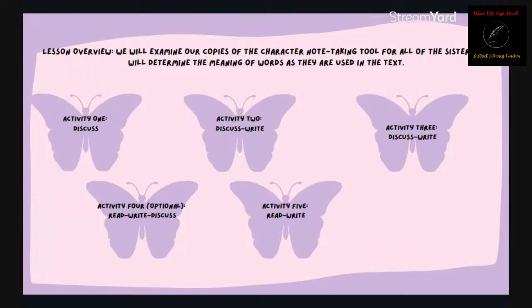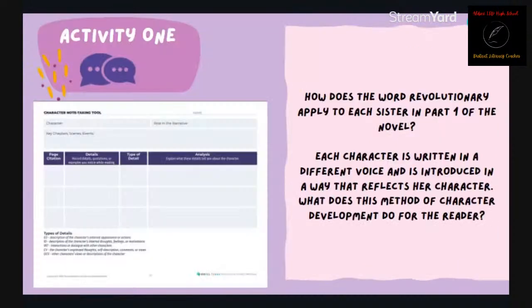For the lesson overview, we will examine our copies of the character note taking tool for all of the sisters. We will determine the meaning of words as they are used in the text. Lesson 9 begins with students reviewing all 4 of their character note-taking tools. They should have one for each sister: Dedé, Minerva, Maria Teresa, and Patria.